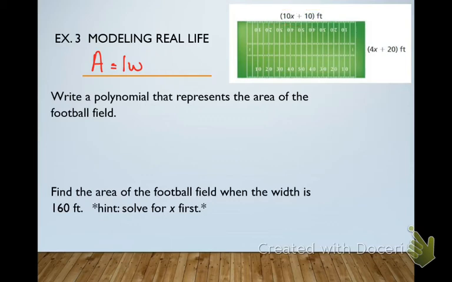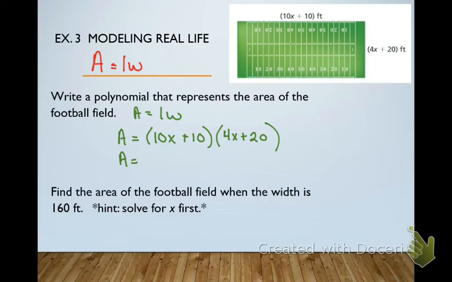10x plus 10. Looks a little weird, right? I'm just going to write it. The length, area equals length times width. So area equals length, 10x plus 10, times the width. What's my width? 4x plus 20. Okay? So now I need to multiply length times width. Two binomials by each other.